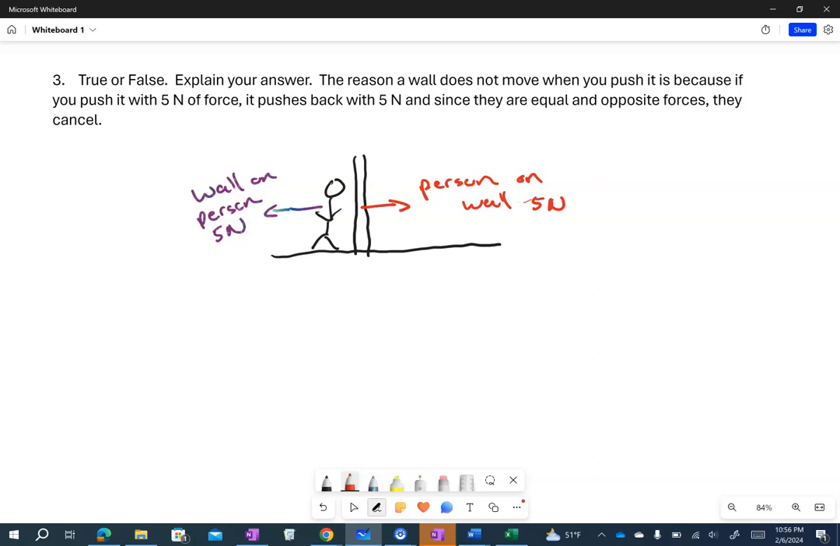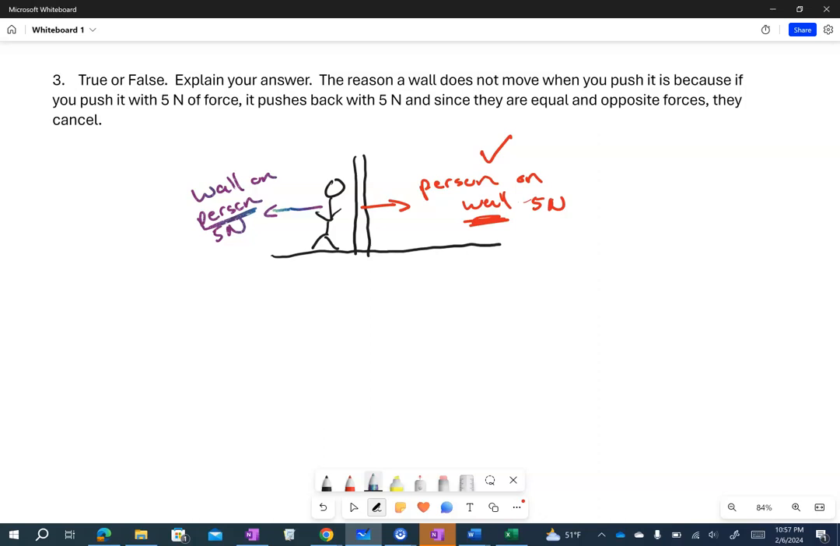The reason being is the fact that these are an action-reaction pair, which means they are acting on separate things. Yes, these are 5 Newton forces in opposite directions. And yes, if they were acting on the same object, they would cancel out, but they're not acting on the same object. This one over here is acting on the wall. The one over here is acting on the person. Two forces acting on separate objects do not cancel each other out. Only forces that are acting on the same thing can actually cancel each other out.